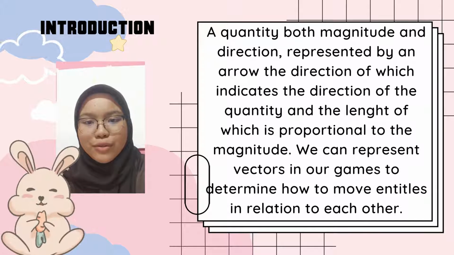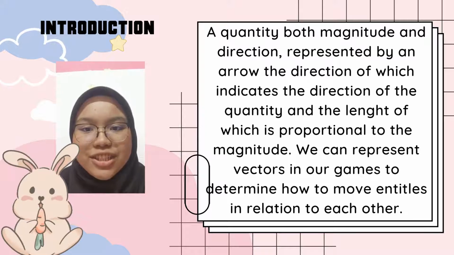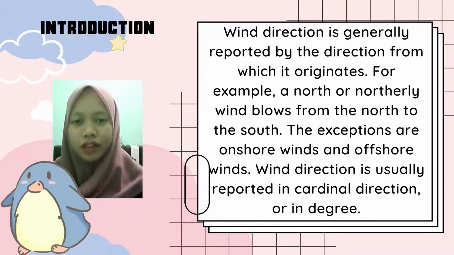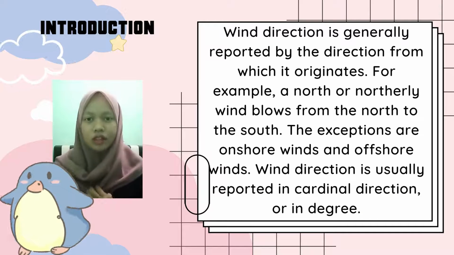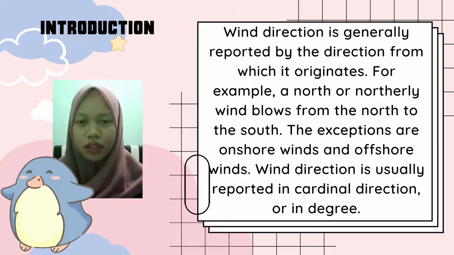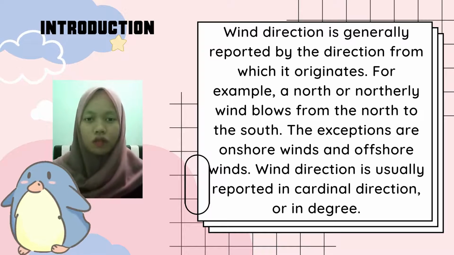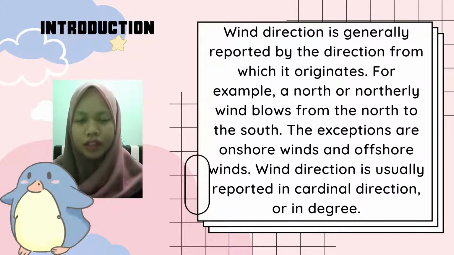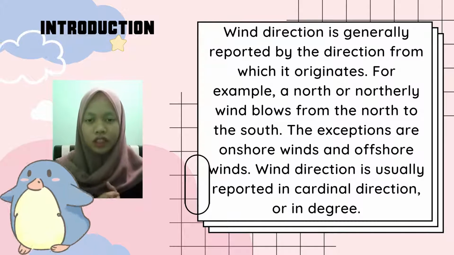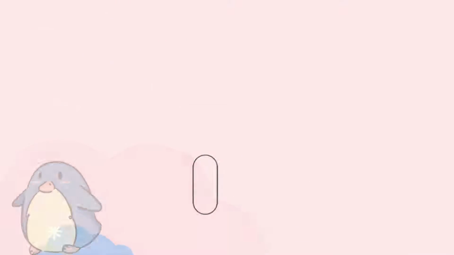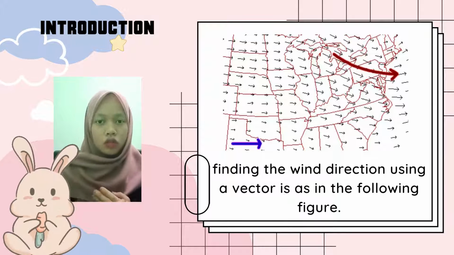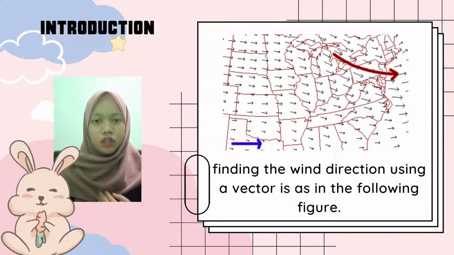To determine how to move entities in relation to each other, wind direction is generally reported by the direction from which it originates. For example, a north or northerly wind blows from the north to the south. The exceptions are onshore winds and offshore winds. Wind direction is usually reported in cardinal direction or in degrees. The figure shows pictures of how to find wind direction using vector.